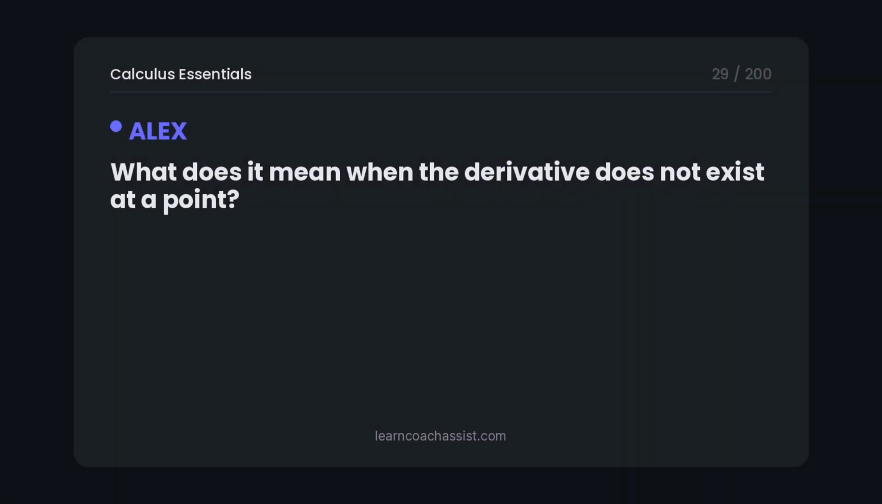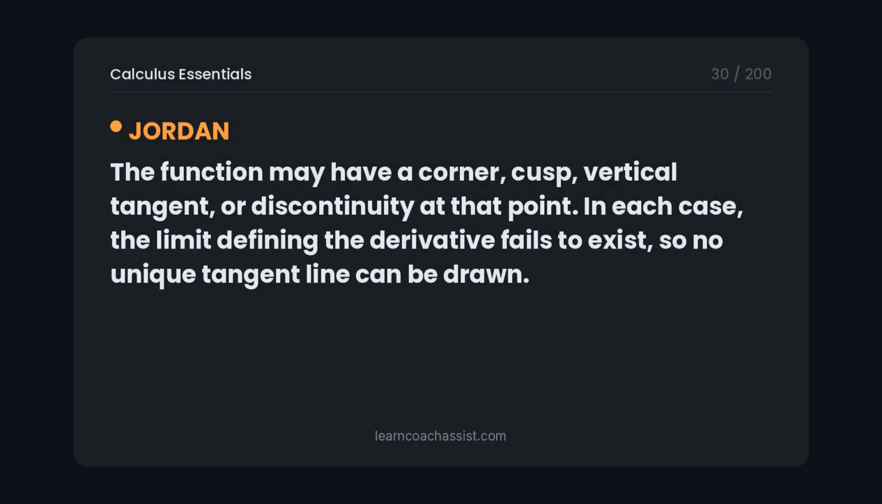What does it mean when the derivative does not exist at a point? The function may have a corner, cusp, vertical tangent, or discontinuity at that point. In each case, the limit defining the derivative fails to exist, so no unique tangent line can be drawn.